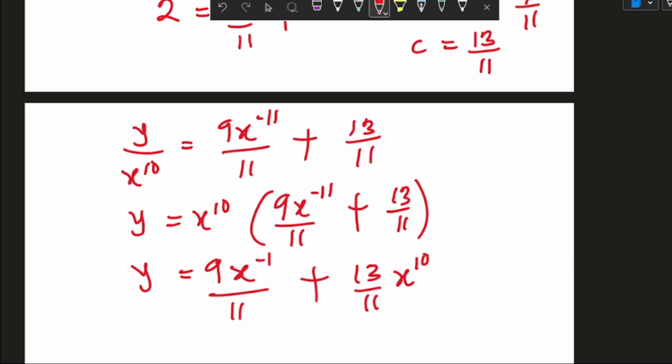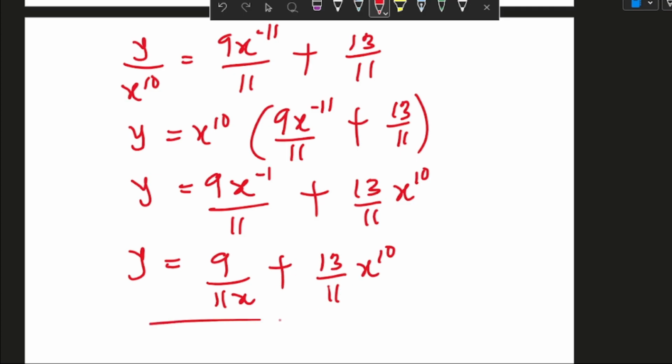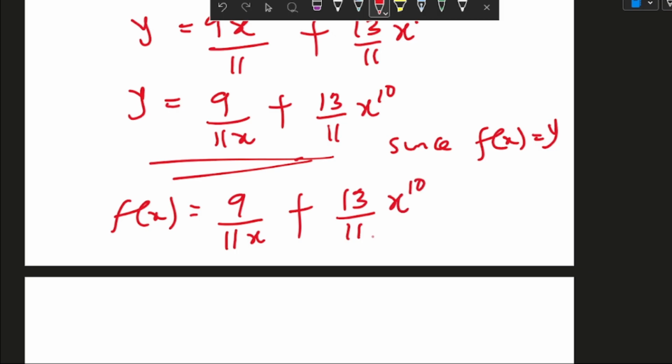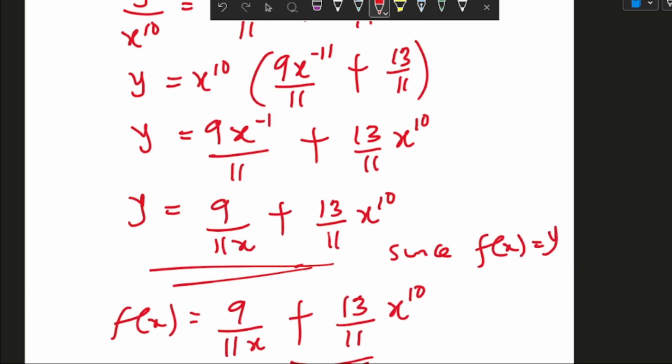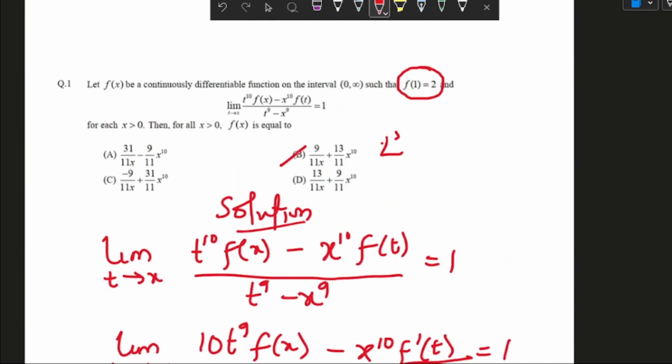So at the end of the day, I think the answer should be coming out. So y becomes 9 over 11x if this comes down, according to the law of indices, plus 13 over 11 x to the power of 10. And that's the solution. Since we know that f of x is actually equal to y, automatically you can say that f of x, which is what we are looking for, is 9 over 11x plus 13 over 11 x to the power of 10. And that's the final solution. So when we go up and check, we can see that that corresponds to B.